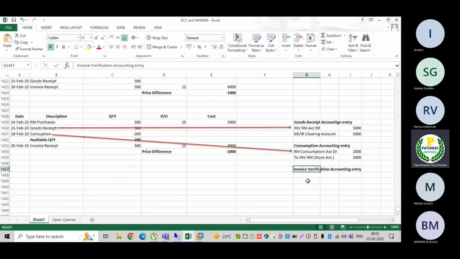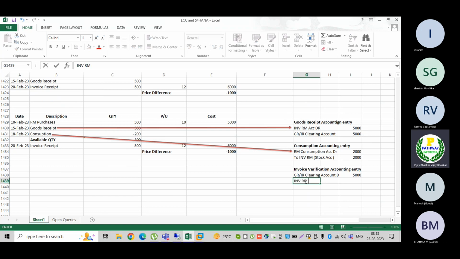Okay, first of all, when we receive the invoice, the GRIR clearing account is going to be debited. What is the amount? The GRIR clearing account, 5,000 rupees, is what we are posting. What is the amount which we have mentioned? 5,000 rupees.